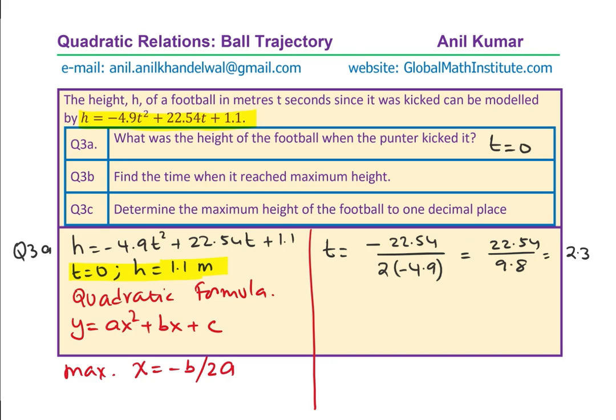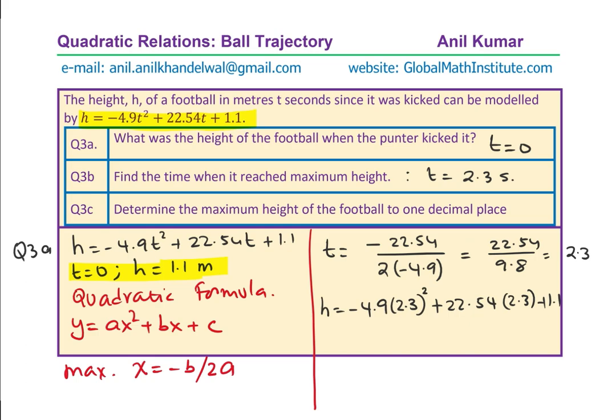So determine the maximum height. We know the time now. Find the time when it reaches the maximum height. The answer is t equals 2.3 seconds. You get the idea, right? Now you can plug in 2.3 to find the height. So h equals, plug in 2.3 now. Minus 4.9 times 2.3 squared plus 22.54 times 2.3 plus 1.1, correct? Now you can calculate this.